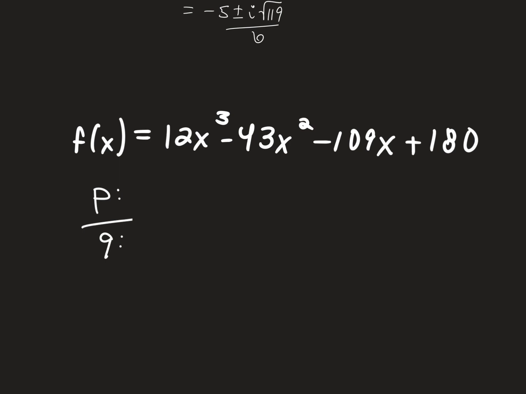How many answers am I going to have? Yep. Minus 43x squared minus 109x. Take your time, recheck, make sure you typed everything in correctly, and then graph it.